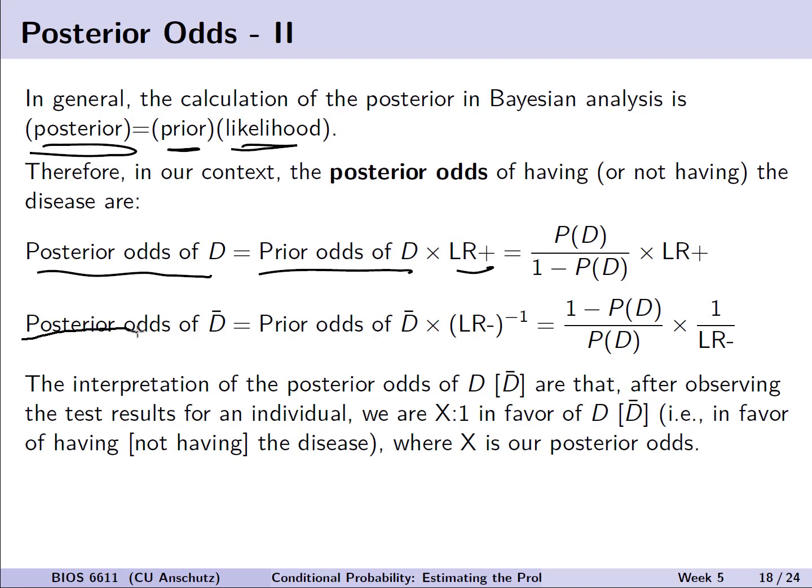Or alternatively, the posterior odds of not having the disease are equal to the prior odds of not having the disease times the inverse of the negative likelihood ratio, or we see at our right hand side 1 over the negative likelihood ratio. So our interpretation of the posterior odds, and here I have in square brackets the interpretation if we were looking at not having the disease, but the interpretation of the posterior odds of having the disease D are that after observing the test results for an individual, we are x to 1 in favor of them having the disease, where x is our posterior odds that we calculated above.